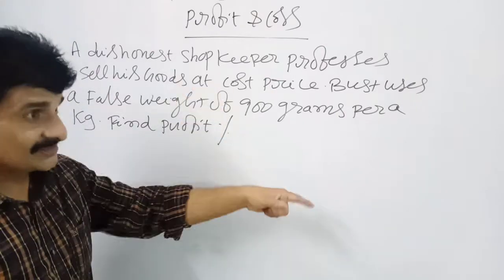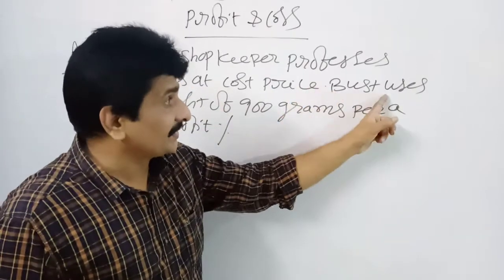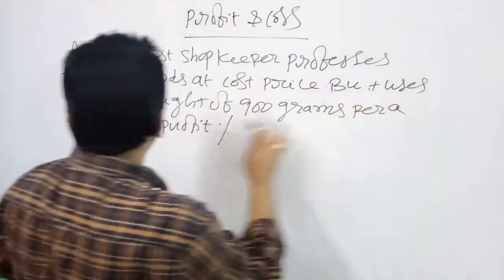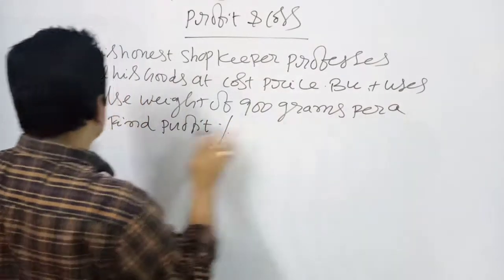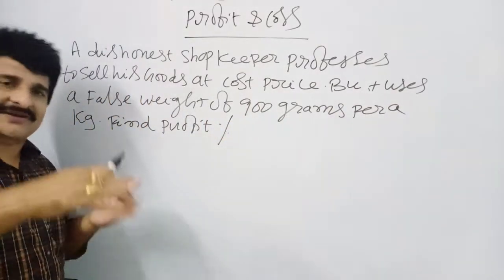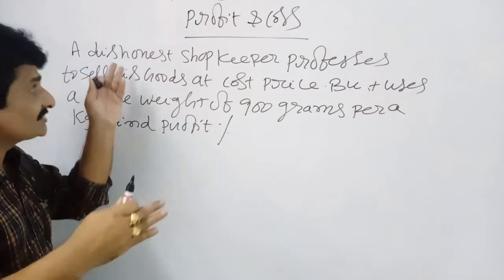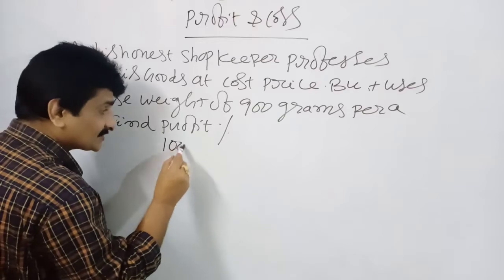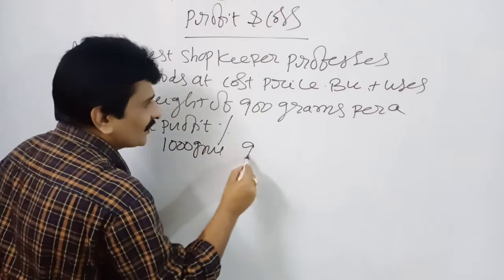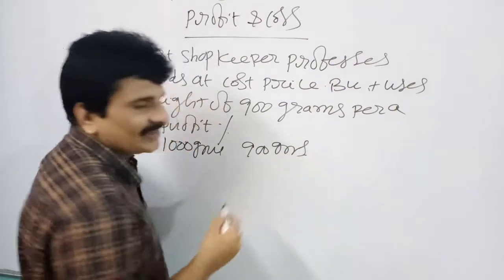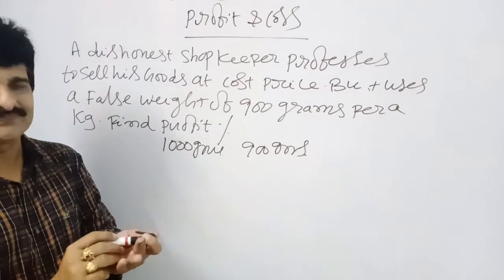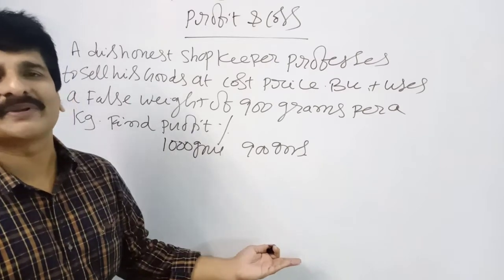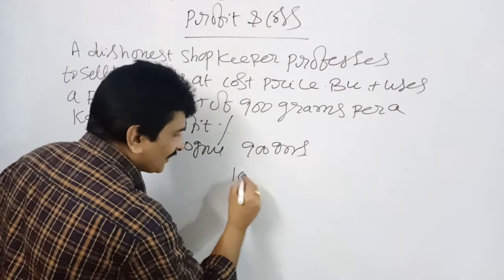But what he is doing is, he uses a false weight of 900 grams per kg. He is telling that he is selling at the cost price, but he is dishonest. Dishonest means he is underweighing. Kg means how many grams? For 1000 grams, he is giving only 900 grams. But he is charging the cost price. For 1000 grams, he is giving 900 grams, which means there will be a profit. There will be a profit of how many grams? 100 grams will be the profit.